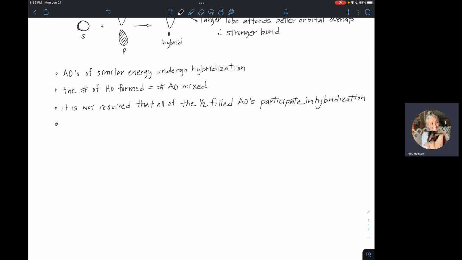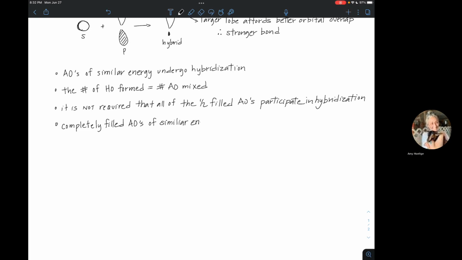So you can have completely filled atomic orbitals of similar energy participating in hybridization.